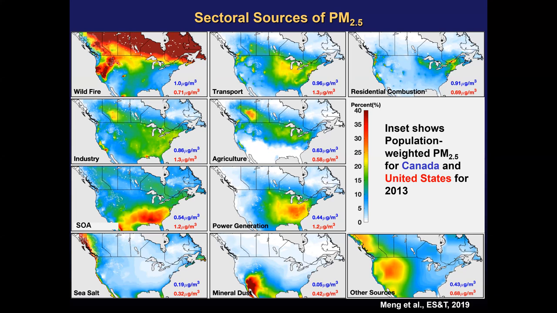And here's some work led by Jun Meng, examining the different sources that contribute to PM2.5 across the United States and Canada. Numbers on the insets show population-weighted concentrations for Canada in blue and for the United States in red. And the panels are sorted by population-weighted contributions to PM2.5 in Canada. And what you can see is that four sectors contribute roughly equally to the overall PM2.5 burden in Canada. Wildfires dominate across the north, with transportation, residential combustion due to home heating, and industry all playing similar roles.